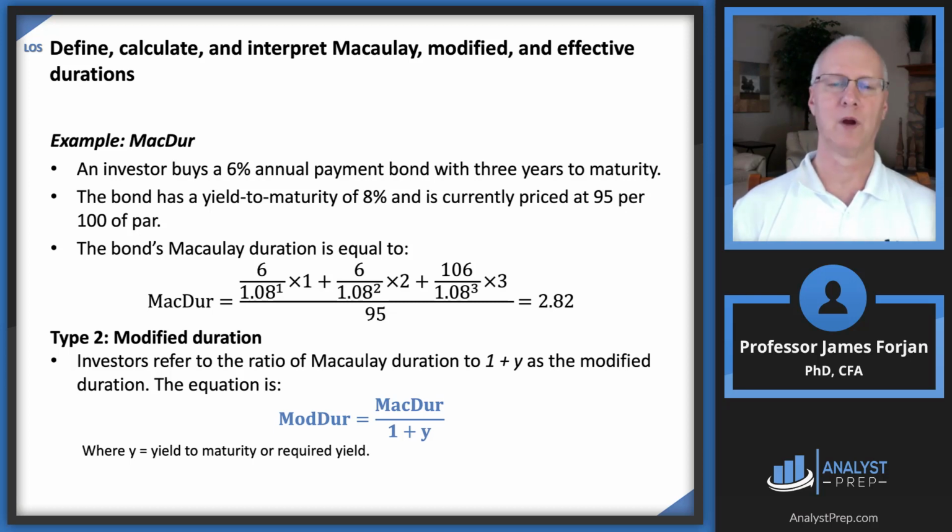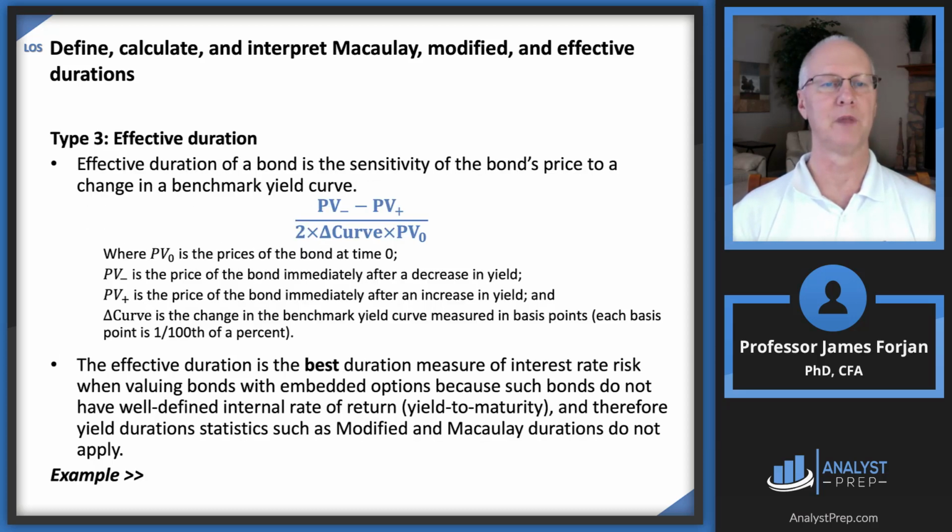Now, sometimes we want to modify the duration, and so what we do is just divide it by 1 plus the yield to maturity. And I'll show you what that means here in just a second.